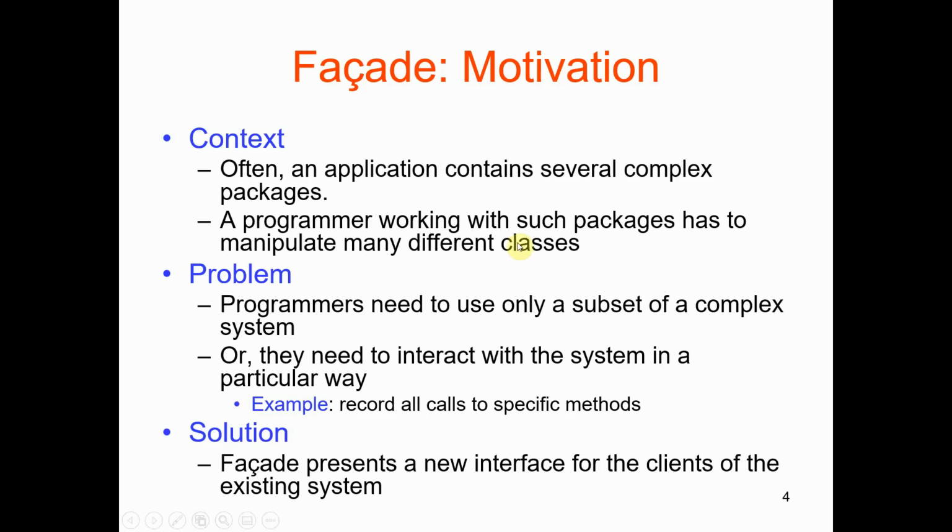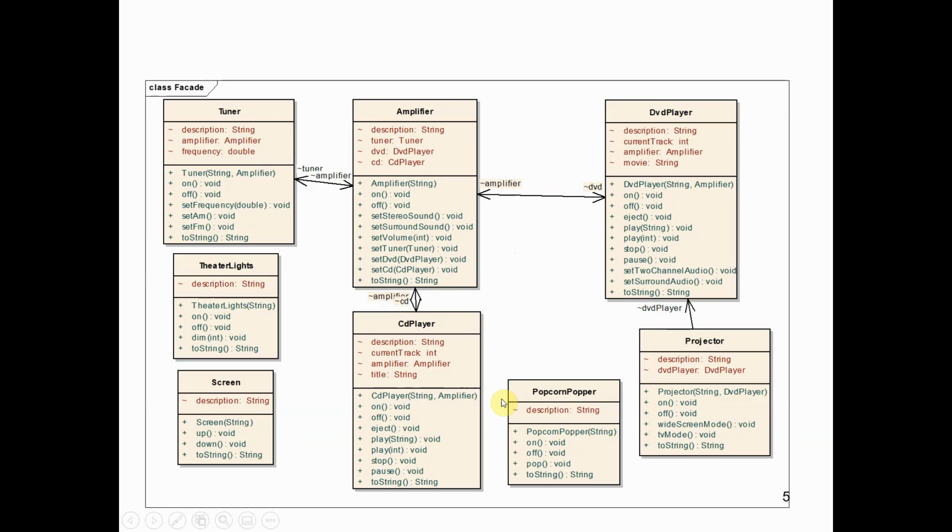Then the solution is we can provide a simple interface we call a facade. It is a new interface for the client of the existing system, without changing the existing system. Just put a facade on top of it, and that facade is a new interface that will interact with the existing system in a particular way, so that you don't have to work with the complex package. You just interact with the facade. That would be enough. Okay, let's look at one concrete example here.